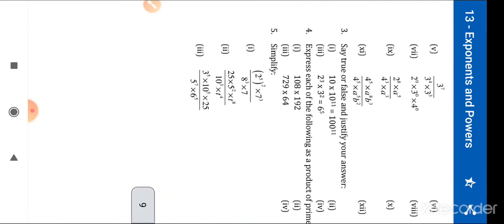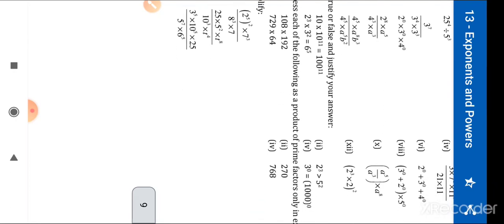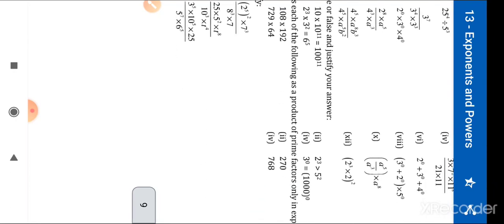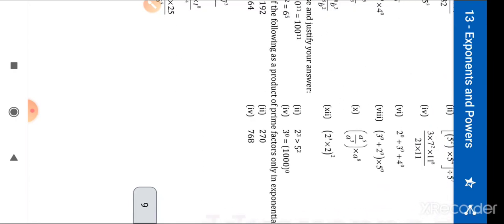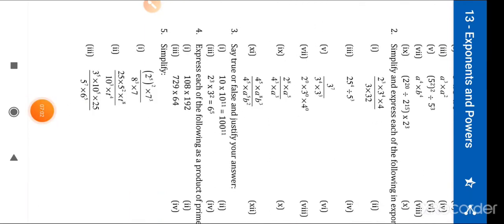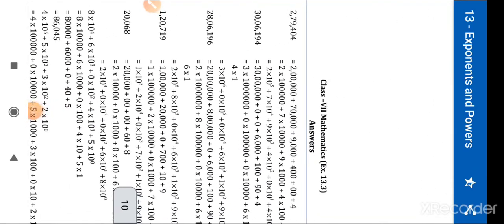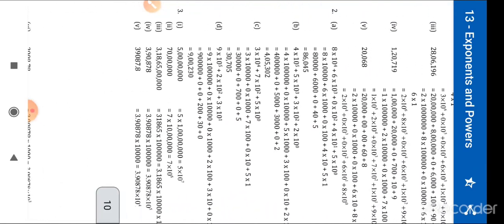Our next question is: express each of the following as the product of prime factors only in the exponential form. I can solve this question as I did in exercise 1. Our next question is question number 5, simplify. So again you can solve this question as I did in question number 2. Move to our next exercise, exercise 13.3.